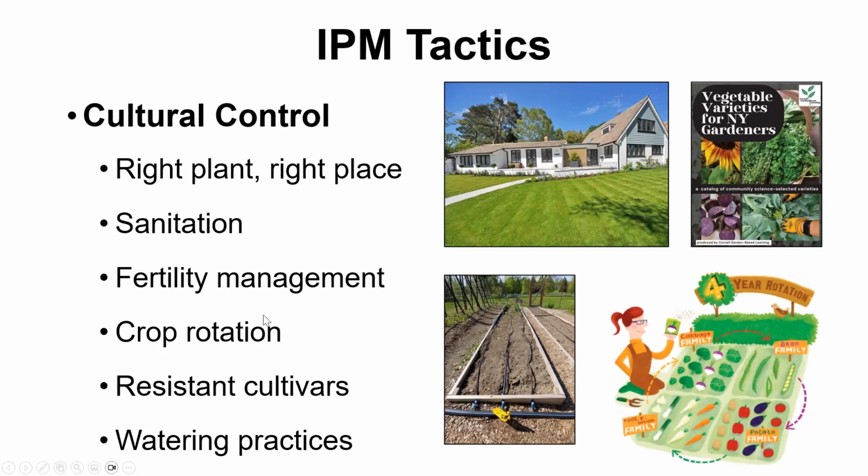So if you grow a lot of annual flowers, crop rotation is really important. Finding those resistant cultivars so that you don't have as many issues, and then using proper watering practices so that you're not creating an environment where diseases thrive.